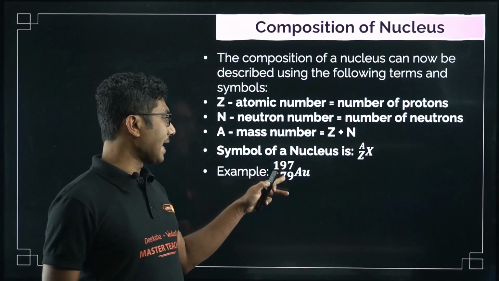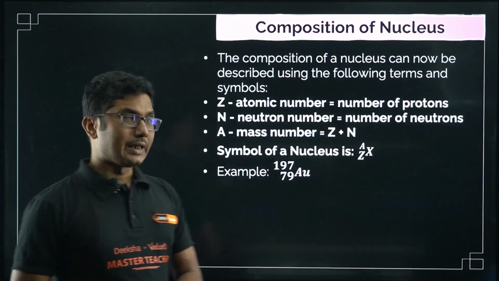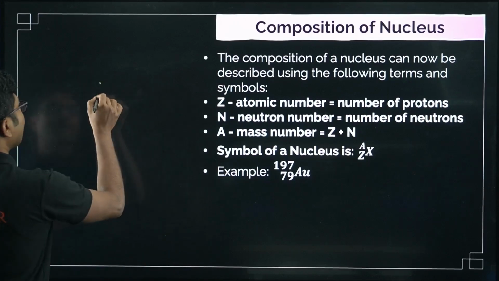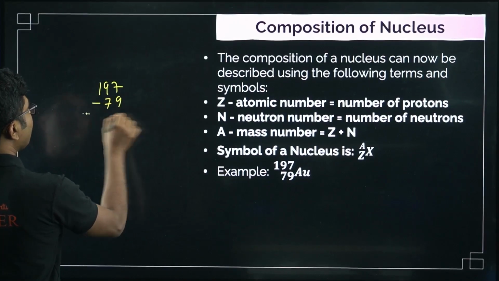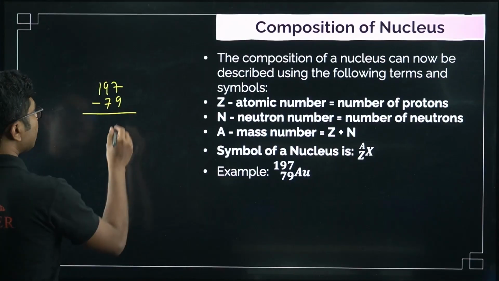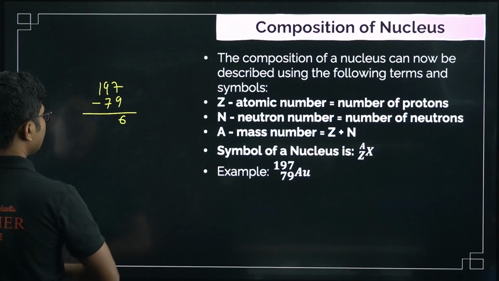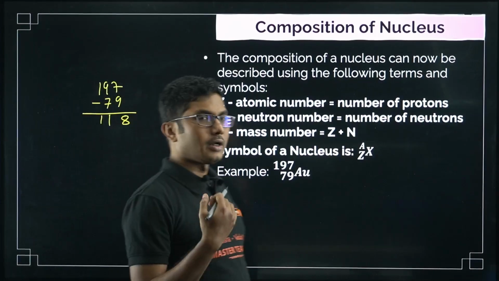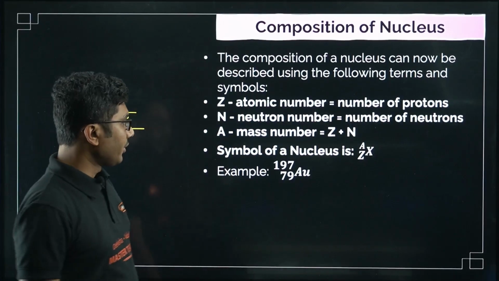Even though only the mass number and proton number are given, you can calculate how many neutrons there are by doing 197 minus 79. If you do that, you will get the number of neutrons inside the nucleus, which is 118. So this is the number of neutrons, right?